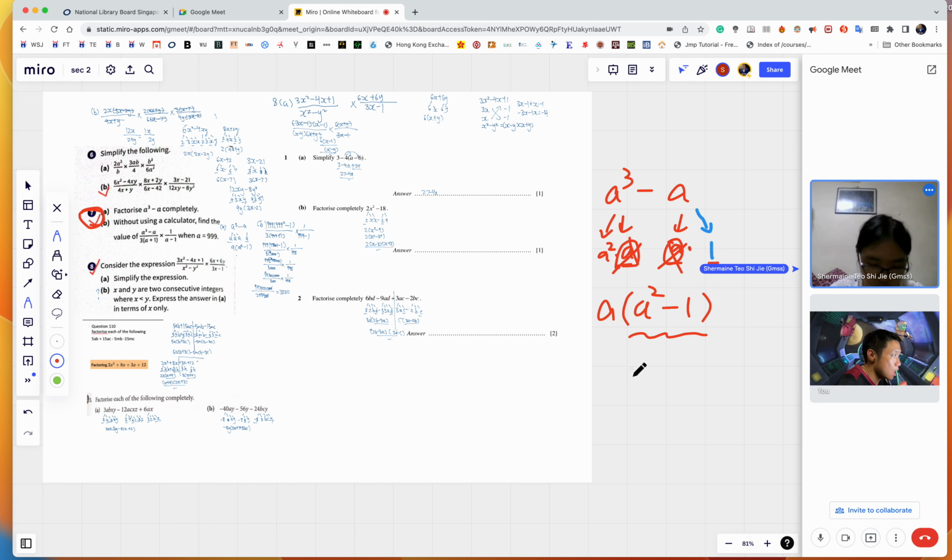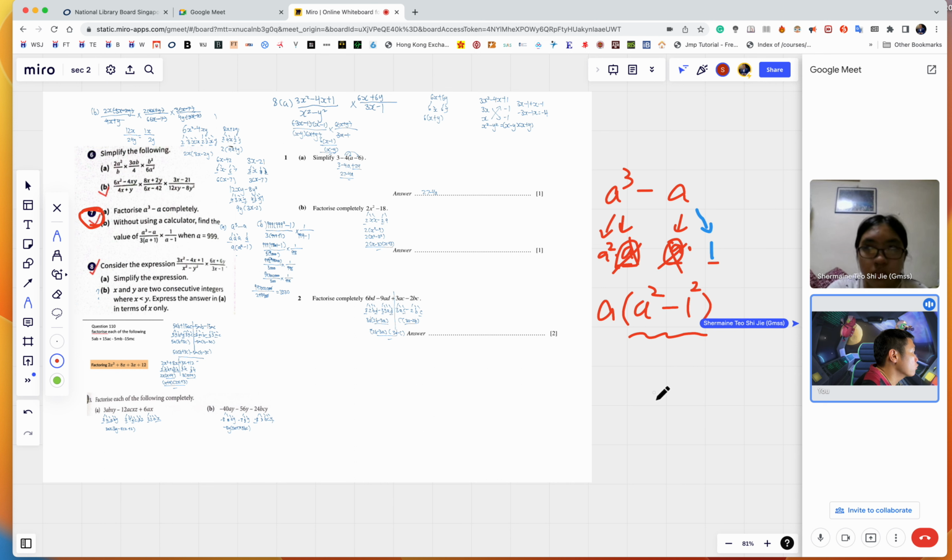You need to change the 1 to a square. Yes. Why? Because you need everything to be square, then you can use the bracket a minus. Yeah, exactly.